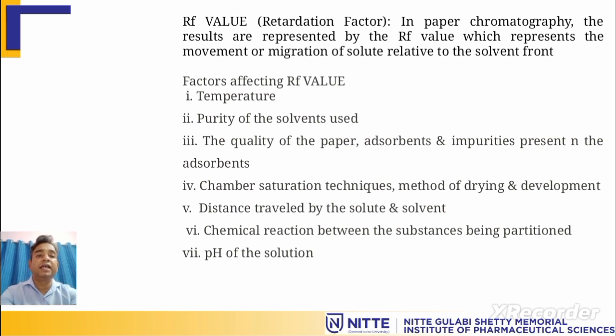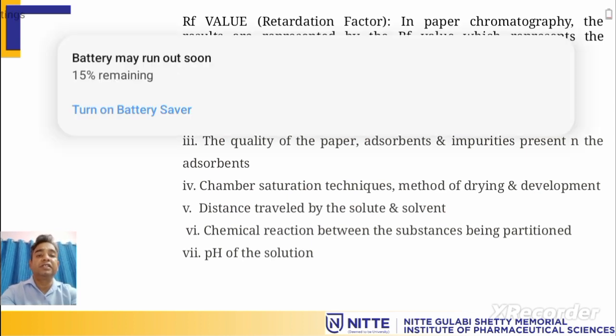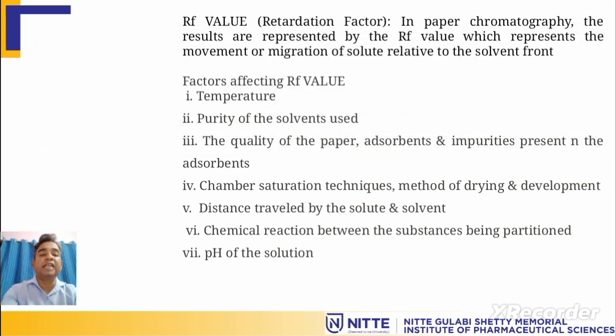Then we have the RF value. What is the RF value? It is the retardation factor, which helps us in finding out how much of the sample is present, right? So the RF value, the retardation factor, in paper chromatography, the results are represented by the RF value, which represents the movement or migration of a solute relative to the solvent front. So what are the factors affecting the RF value? The RF value is a ratio of the distance run by the solute to the distance run by the solvent, right?